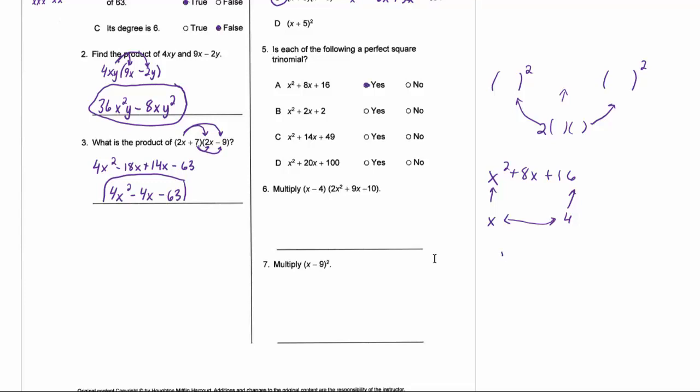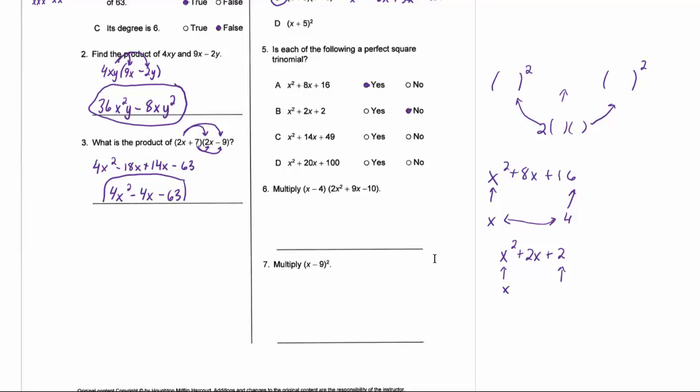So let's look at the next one, x squared plus 2x plus 2. So is this something squared? Yes. Is this something squared? No. 2 is not a perfect square. So x squared plus 2x plus 2 does not work.